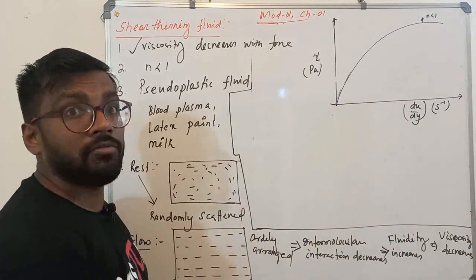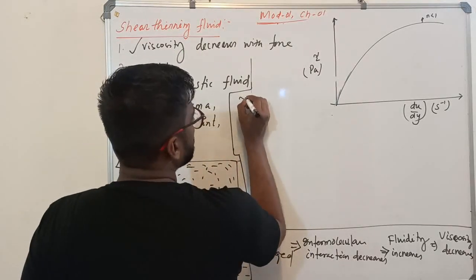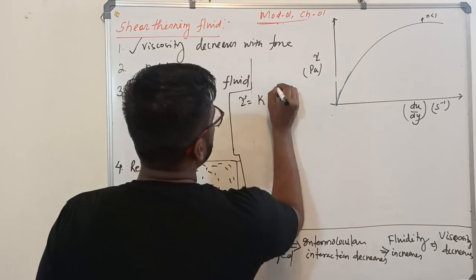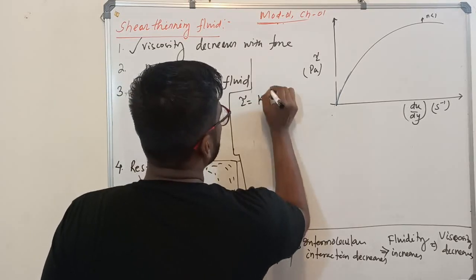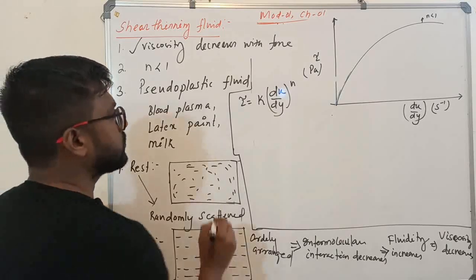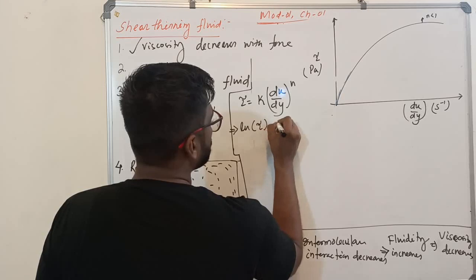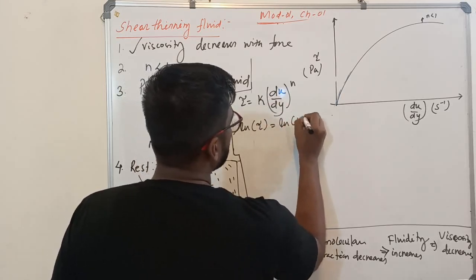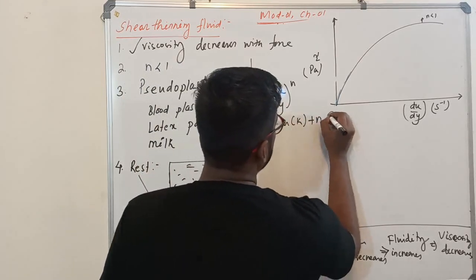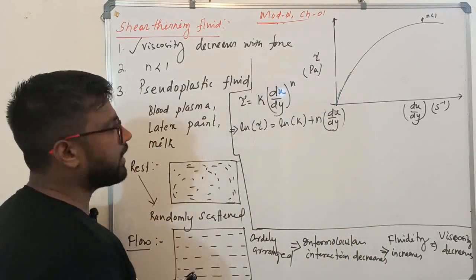Okay. So I want to draw your attention towards something. What we have written is tau is equal to k (du by dy) to the power n. Check your notes if you have not checked it. So now take logarithm on both the sides. Take ln. ln tau is equal to, what will happen? ln k plus n ln (du by dy).